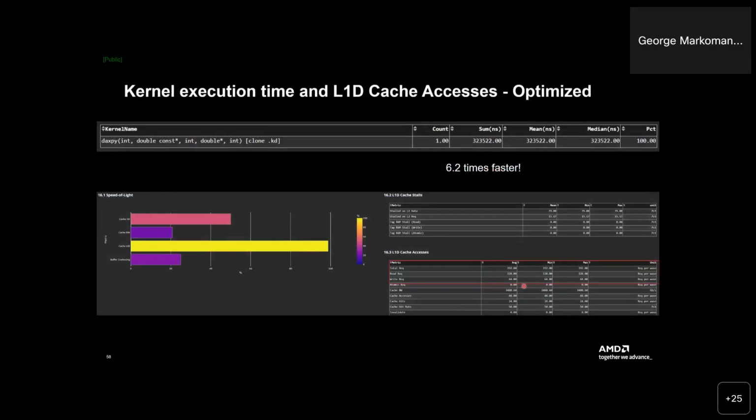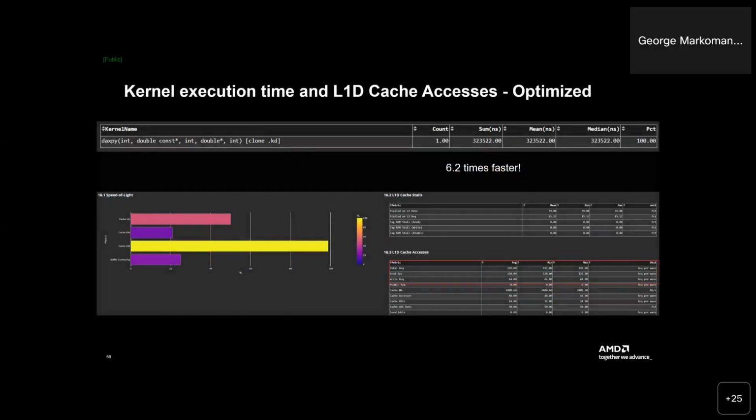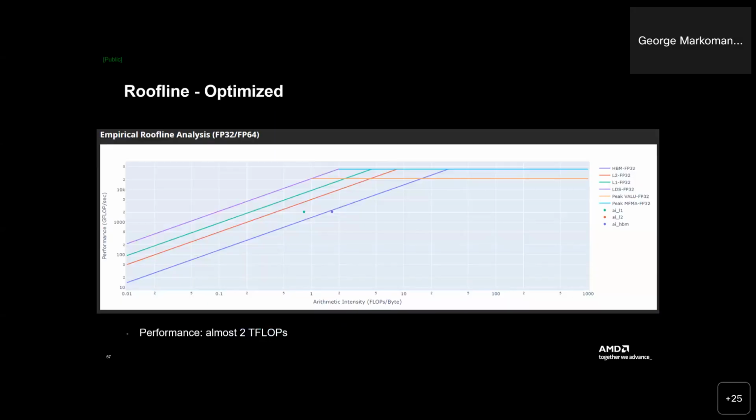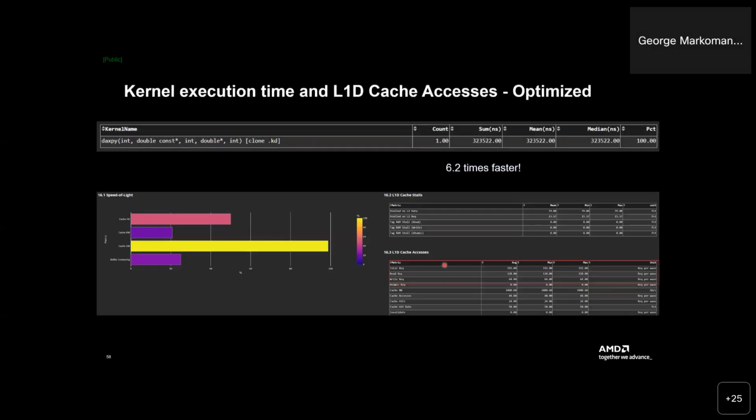And guess what? The requests per wave: 64 writes, because of course one wave has 64 threads, right? So it will be 64 write operations here, because we write just once, right? And we read twice. So the numbers now are correct. And we got 6.2 times faster.